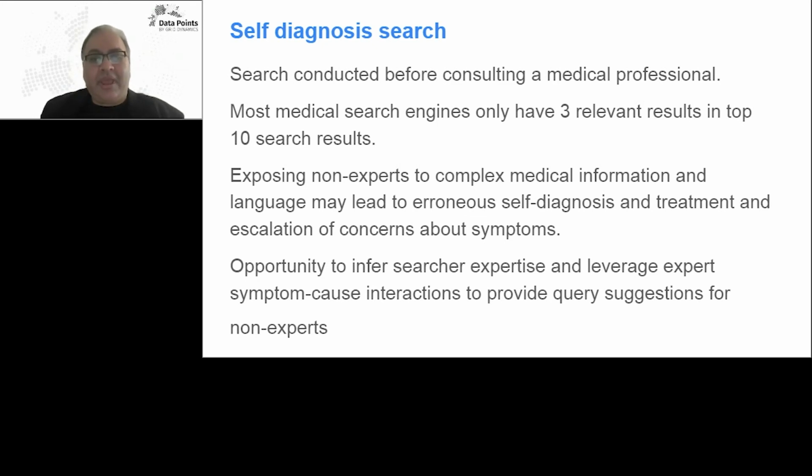So in this space, we do have an opportunity to actually leverage what the experts have been searching for, and how their needs have been satisfied, and use that information to create a better experience for the non-experts. So there are some potential areas to combine the two sides and help the non-experts' search experience. So that's another potentially active area of research.